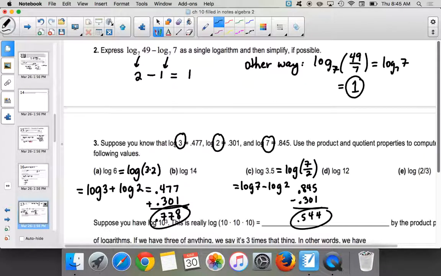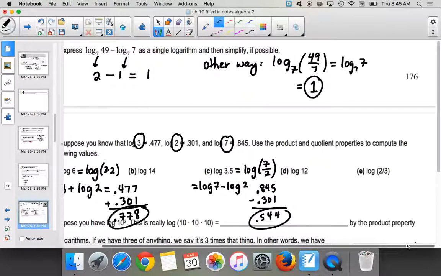All right, so it doesn't matter. We can do B or D. Do you want to go back to B or just do D? We're fine. So if we have log of 12, how do we combine to get 12? 3 times 2 times 2, right? Do you guys see it? 3 times 2 times 2.